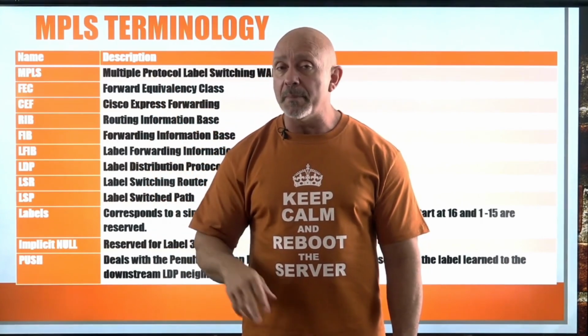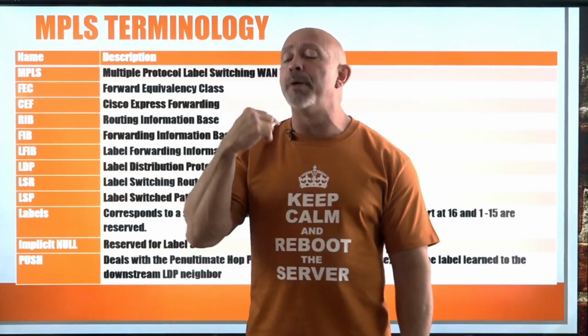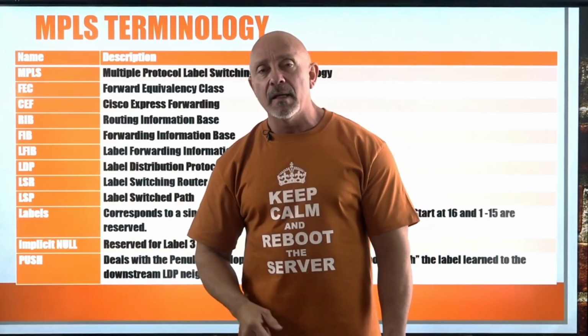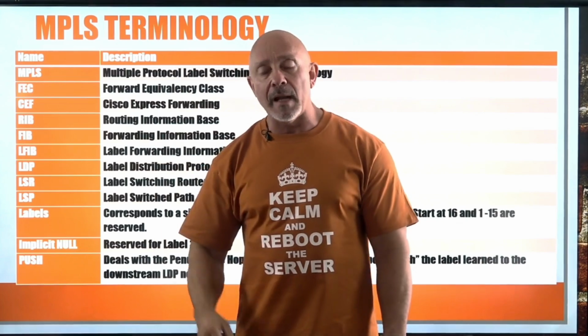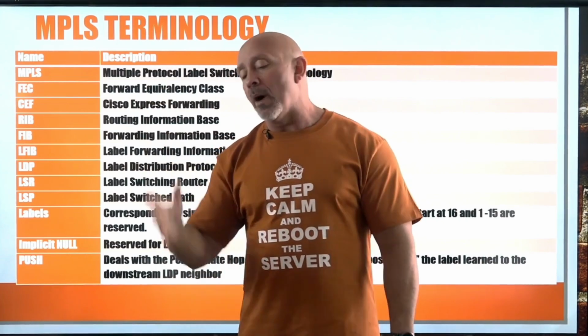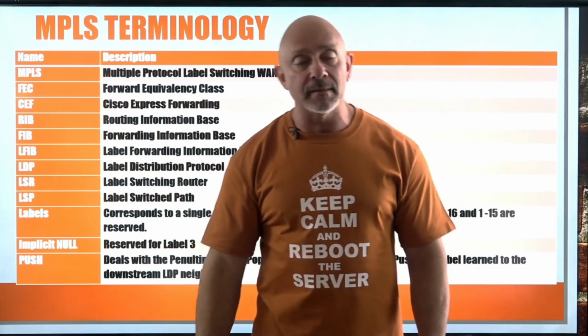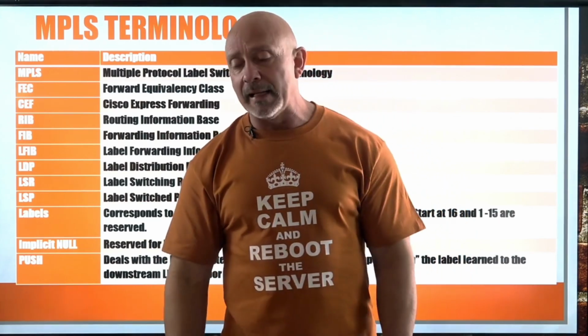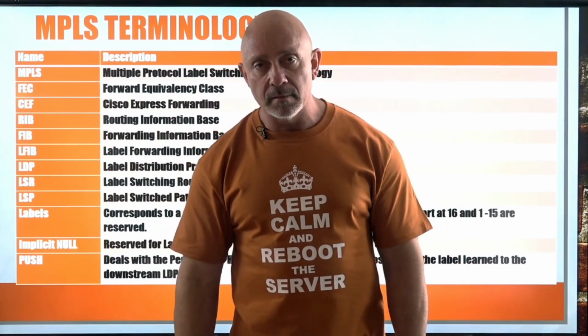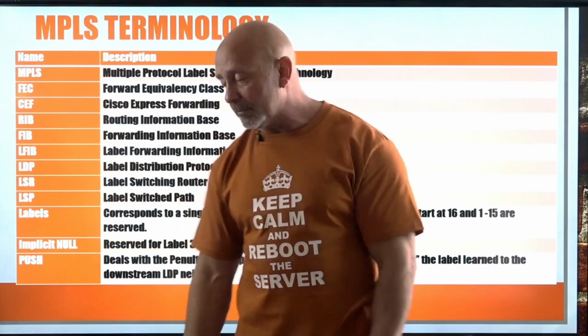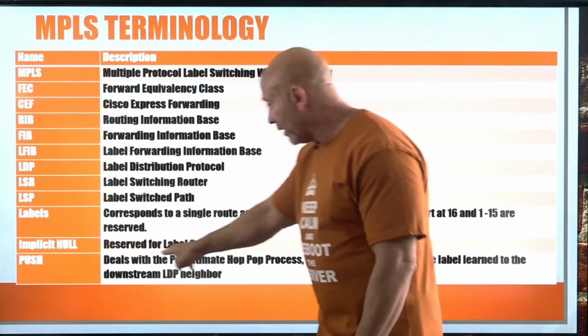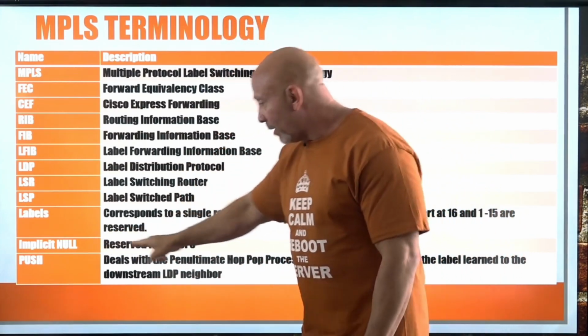That's called a swap. Then he pushes his label to the other guy, and the guy says, well, you're 20, but I want to be 21. But now I'm going to the customer, so I've got to pop the label. I've got to take it out because I have to leave it as an implicit null, which is label number 3, by the way. There it is right there: implicit null, label number 3.